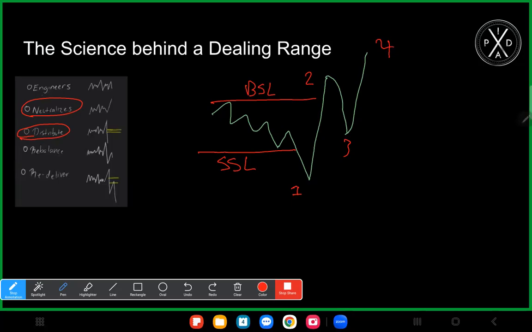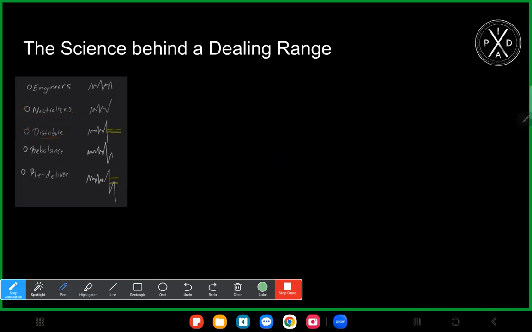And that's the science behind it. So instead of hearing me say neutralize, distribute, rebalance, and redeliver, you'll see me say 1, 2, 3, and 4, just because it's easier to understand that way. That's how I'm going to approach these different phases of a dealing range from here on out. So this is basically the science behind the dealing range. Now let's take a look at the next slide.